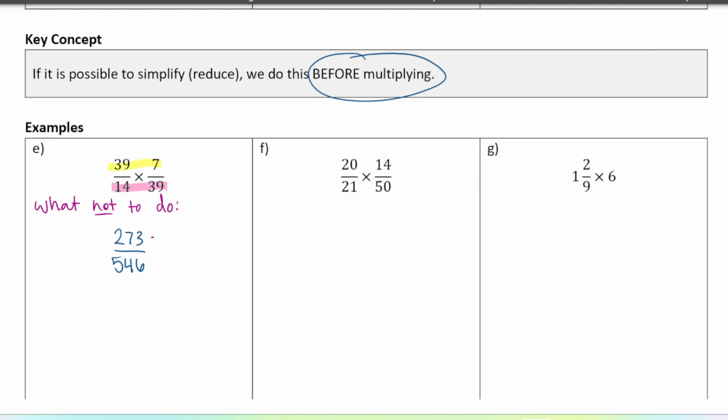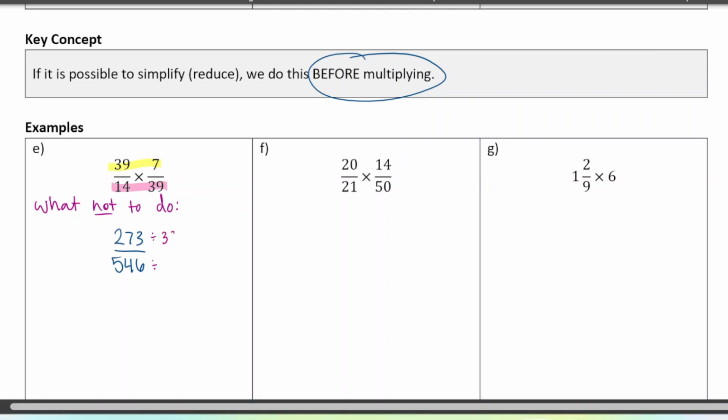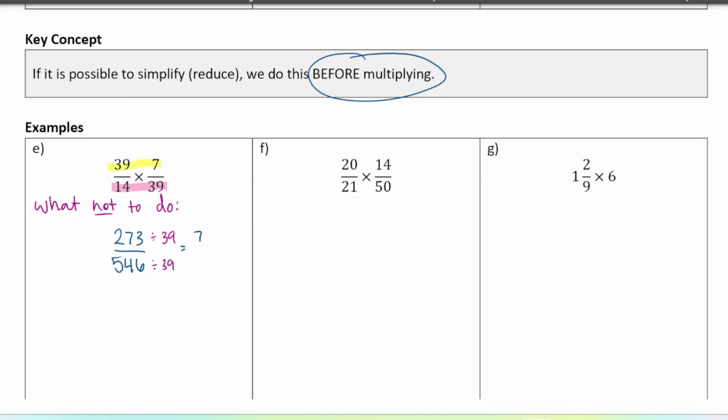So it turns out I can divide them both by, I think I can divide them by 39. So 273, see how long this is taking? 273 divided by 39 is 7. And 546 divided by 39 is 14. And then I can still reduce it even more. You can divide it by 7. You get 1/2. So 1/2 is the answer, but you don't want to do that because the numbers you end up with are so big and you do all this extra work.